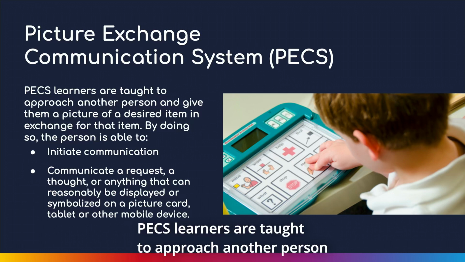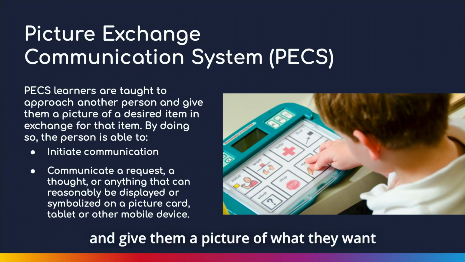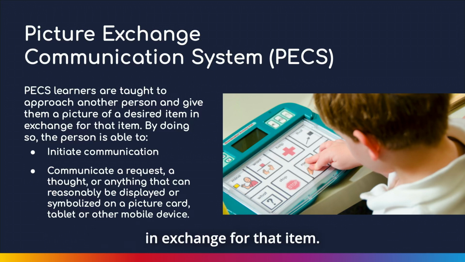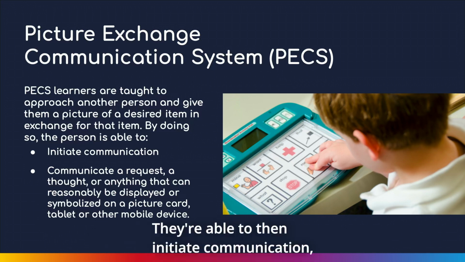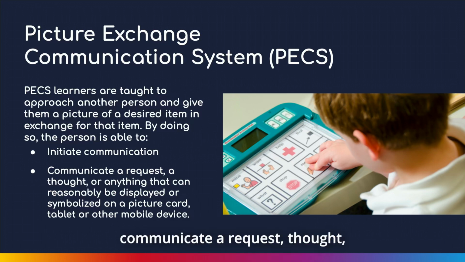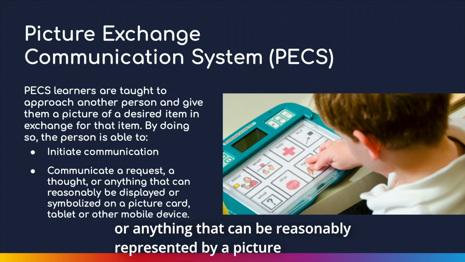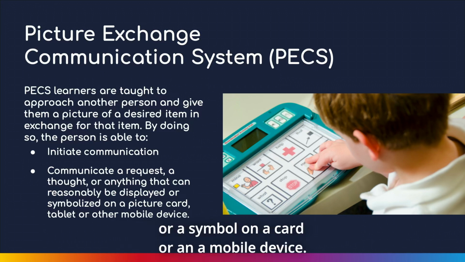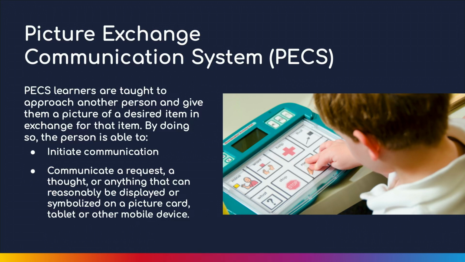PECS learners are taught to approach another person and give them a picture of what they want in exchange for that item. They're able to then initiate communication, communicate a request, thought, or anything that can be reasonably represented by a picture or a symbol on a card or on a mobile device.